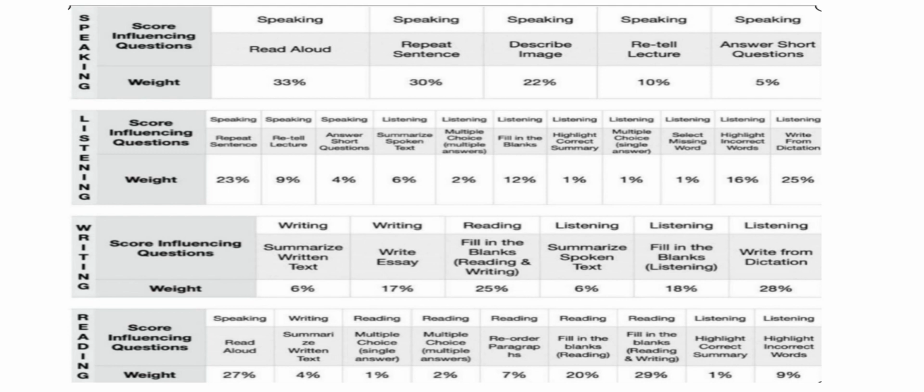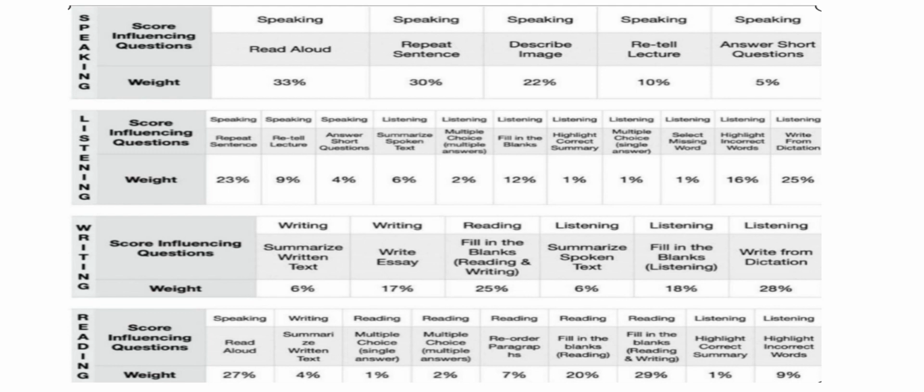Next comes writing. So writing, as you can see, fill in the blanks is 25% and write from dictation is 28%. And again, fill in the blanks listening is 18%. So spend most of your time on these three different tasks in case you have scored less. Okay. And then move on to the essay, which accounts for 17%.